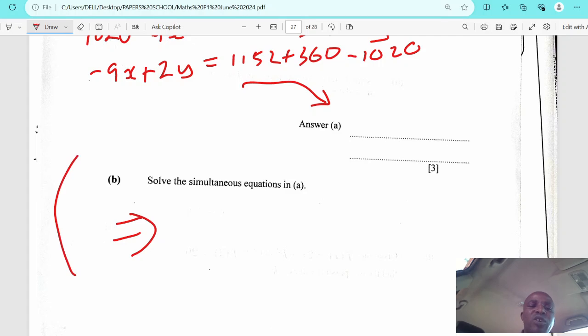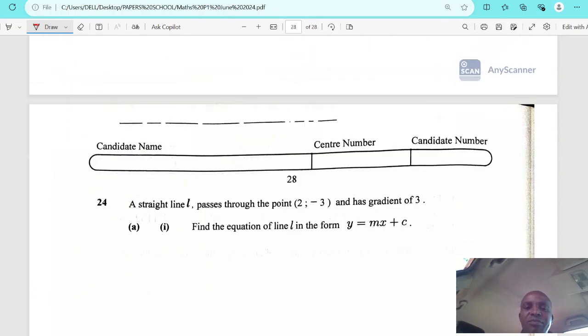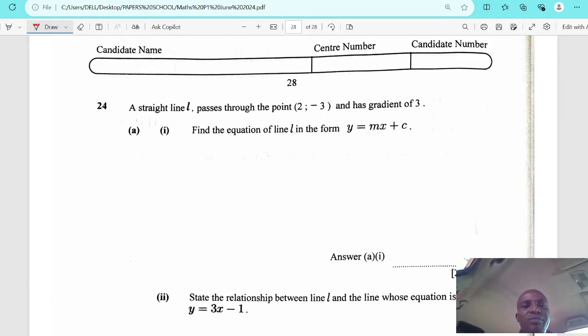I have solved one simultaneous equation above. Then moving on to this one. A straight line L passes through the point (2, -3) and has a gradient of 3. Find the equation of the line L in the form. To find the equation of a line, we need two things: gradient and a point. Point, we have it. Gradient is 3. So you say y is equal to 3x plus c.